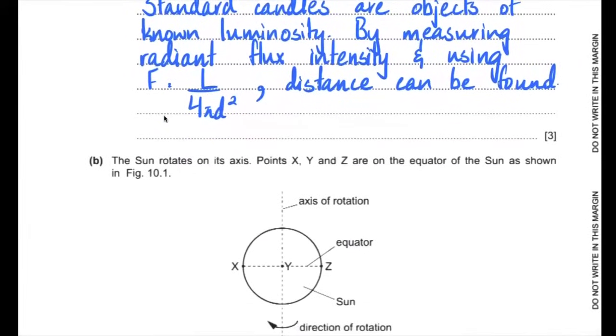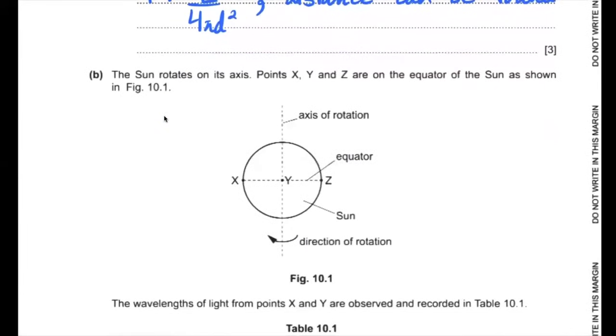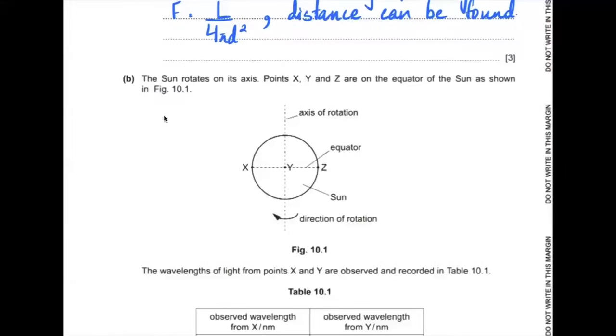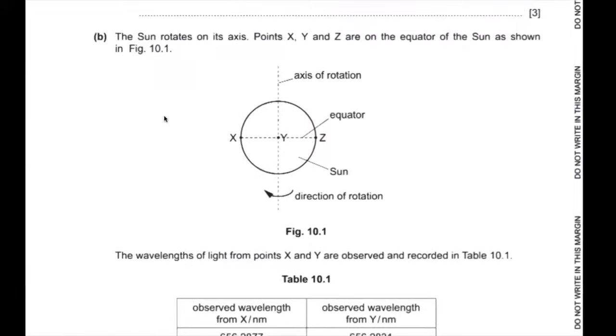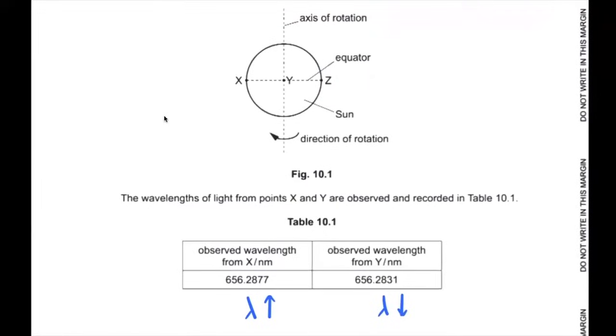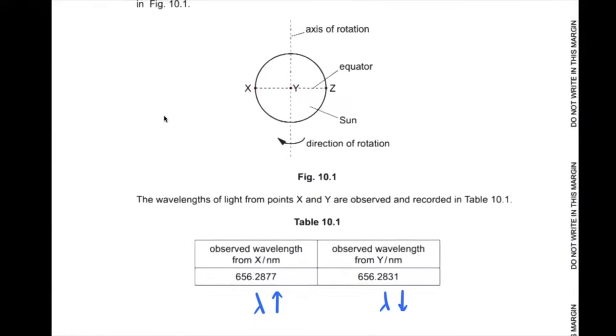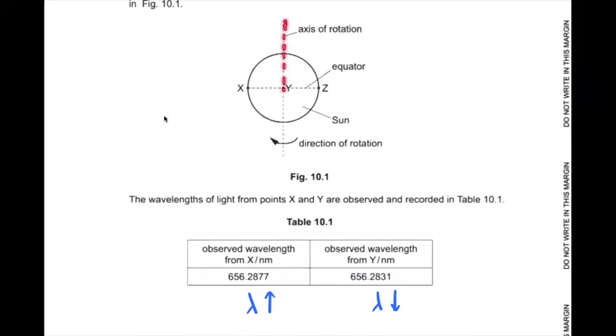The sun rotates on its axis. Points X, Y, and Z are on the equator of the sun as shown in 10.1. Now keep in mind that this diagram shows the sun and how it's rotating. So it's rotating in a direction like this. So this point goes behind and it comes like this. So it's rotating like this, right? Which is also shown here. Wavelength of lights from point X and Y are observed and recorded in 10.1. So wavelength from X, wavelength from Y is recorded. Now it's important to observe here that Y is the axis of rotation.